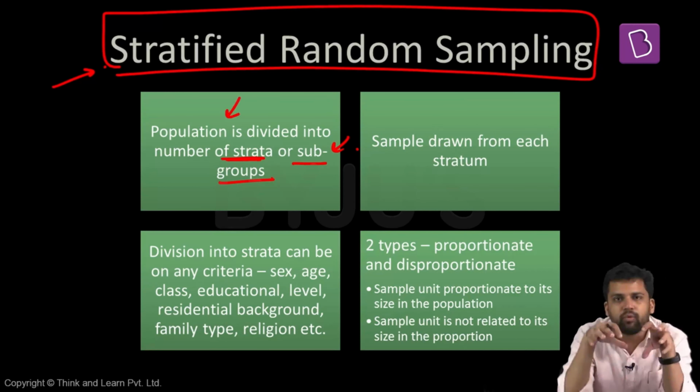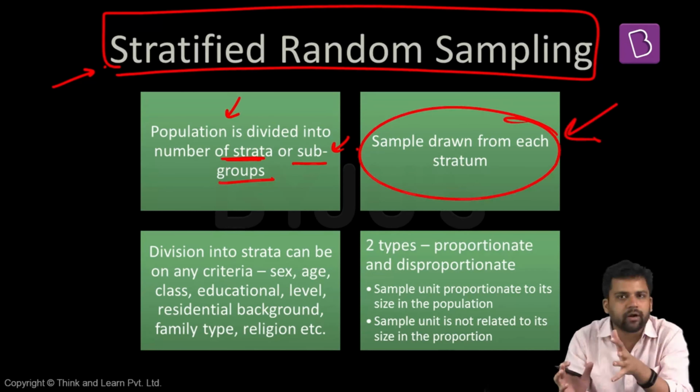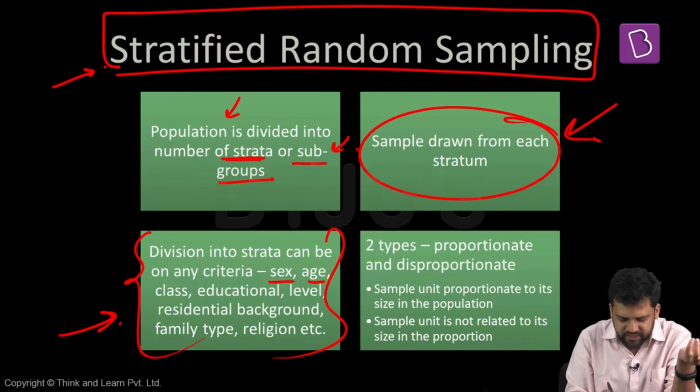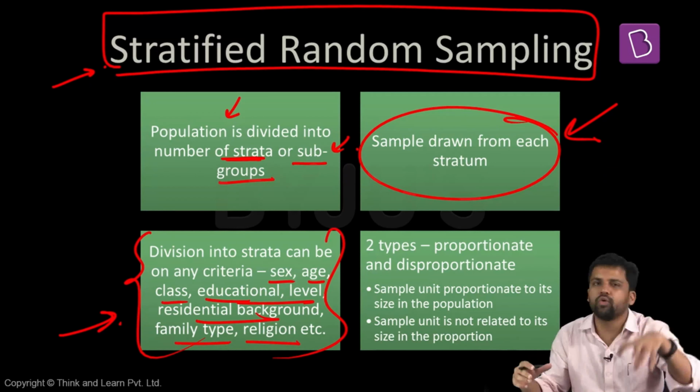So you are basically dividing the population into strata, and then you are selecting elements from each of the strata. So a sample is drawn from each of the strata, and there is greater representativeness. Divisions can be along lines like sex, age, class, educational level, where you are staying, your residential background, your family type, your religion. On that basis, you can divide the population, and from it you can select your sample.